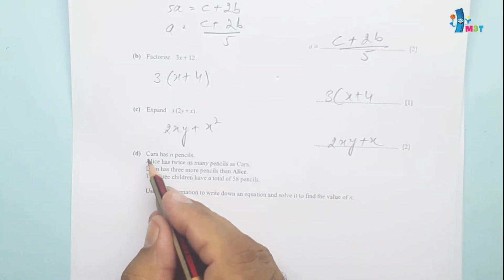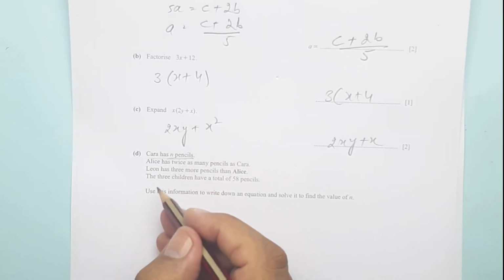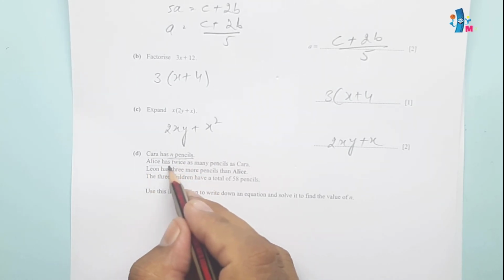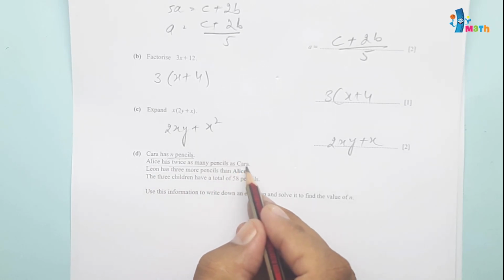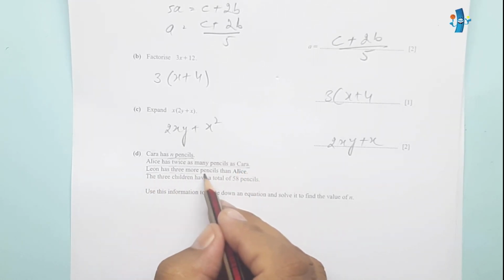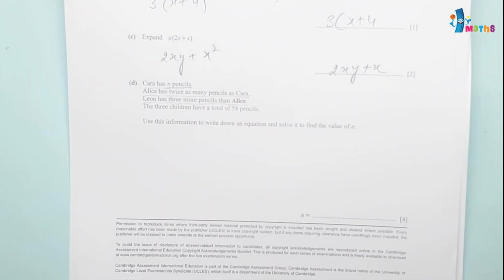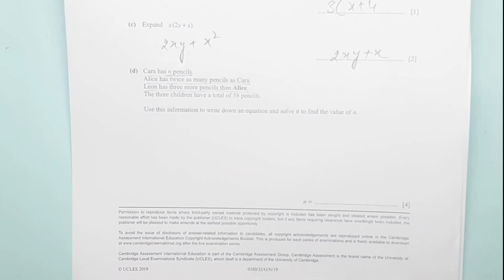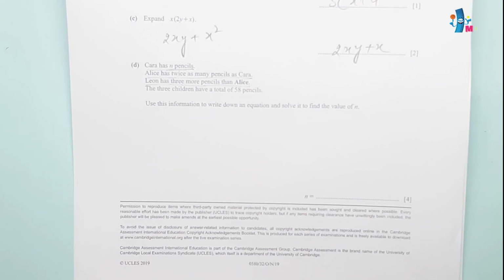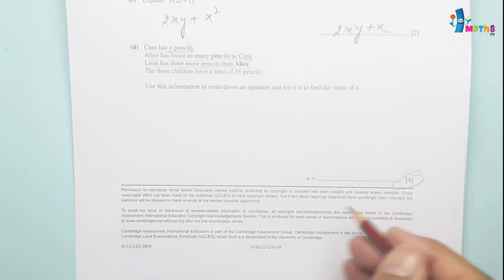Then last d part, Kara has n pencils. Alice has twice as many pencils as Kara. Leon has 3 more pencils than Alice. And use this information to write down an equation to solve it to find the value of n. This is a 4 marks question.